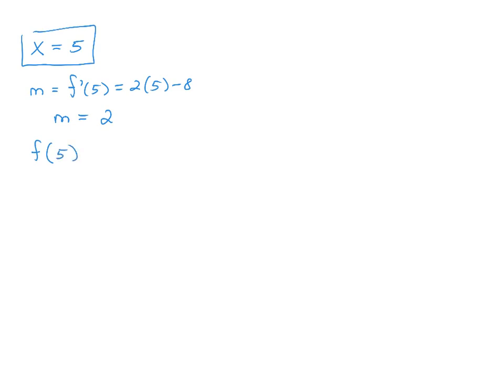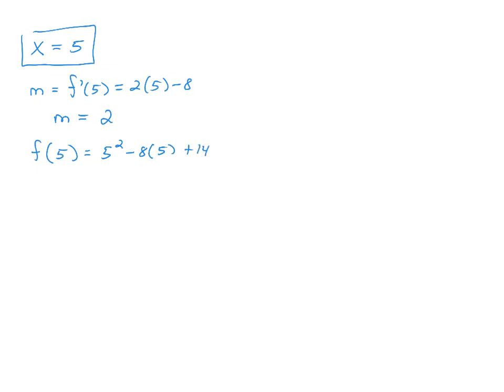The last x value to check was x is equal to 5. Again, I need my slope, and that's going to come from the derivative at 5. So that's going to be 2 times 5 minus 8. That's 10 minus 8, so that is positive 2. If you want the corresponding y value, we can take 5 and put that into the original function, which is this thing.